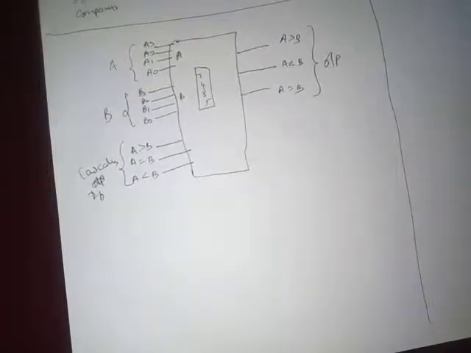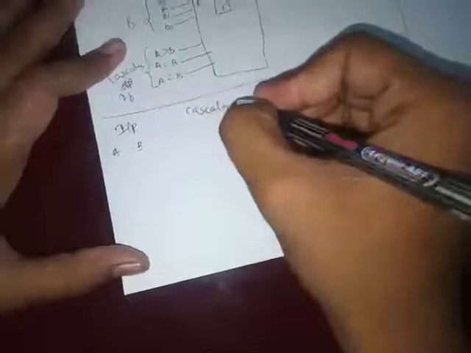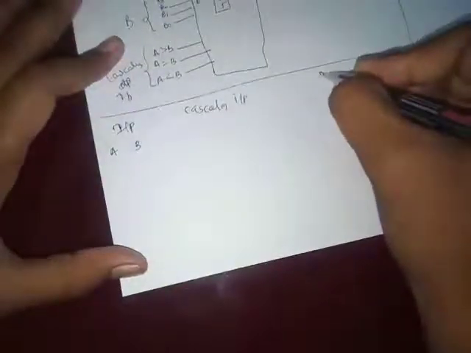In this way, this IC 7485 works, and if we have to compare 4-bit numbers, it can be used directly without any modification. Now, if we see the truth table, the functional table of this 7485 IC, we observe that the input will be A and B, along with a cascading input, and this is the final output.